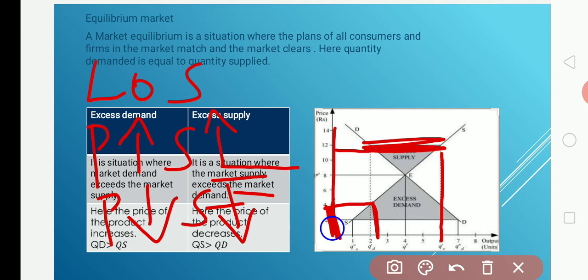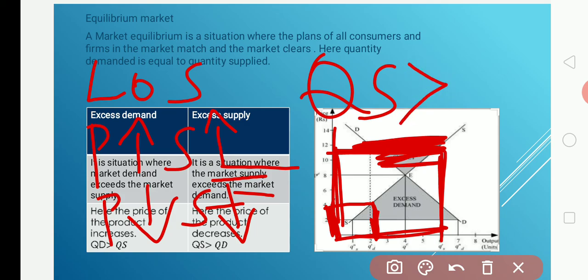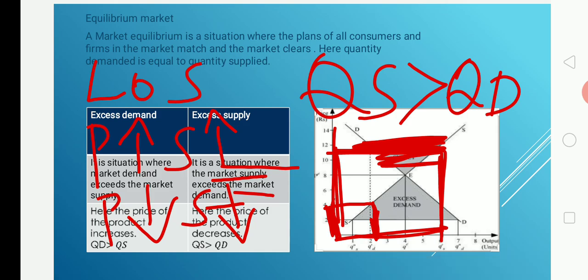So when the price is less, the supply also will be less. When the prices are more, the supply also will be more. Supply will be this much. So this point is indicating the excess supply. Therefore here quantity supplied is greater than quantity demanded. Here the price will be increasing.